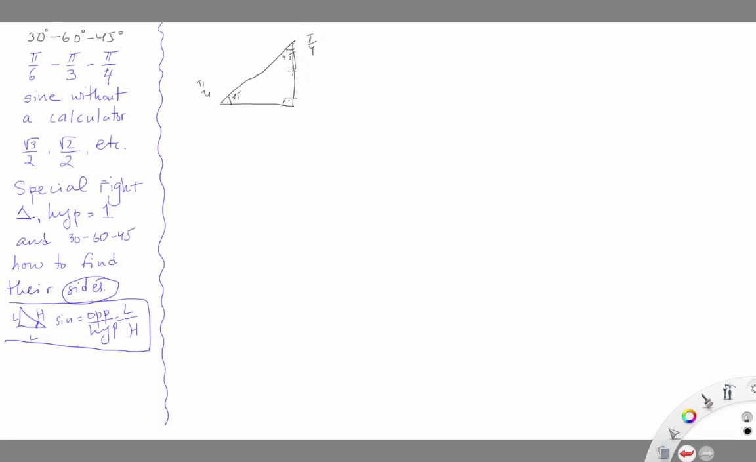Then that means that those two sides are equal. Let's give some names to those sides. Let this be x, x, and the hypotenuse. I also know that the hypotenuse is equal to 1. I said that the hypotenuse here is equal to 1. Now the question is, what are these sides? How big are they?